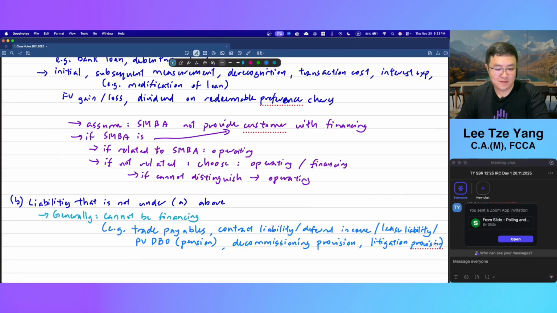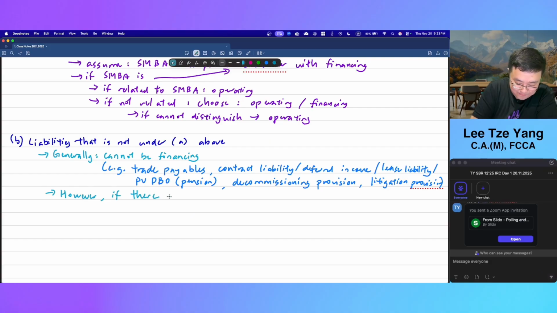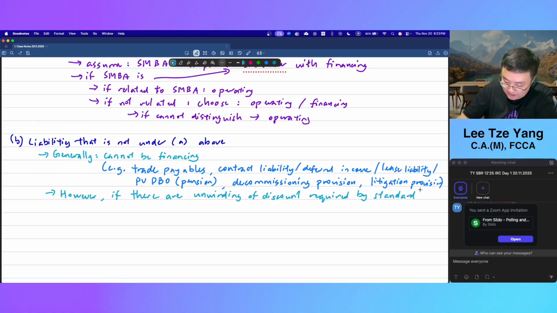Okay, everyone, I hope things are that simple, but no. I need to add another however. However, if there is unwinding of discount required by the standard, this is the keyword, required by the standard, then the interest expense is financing.